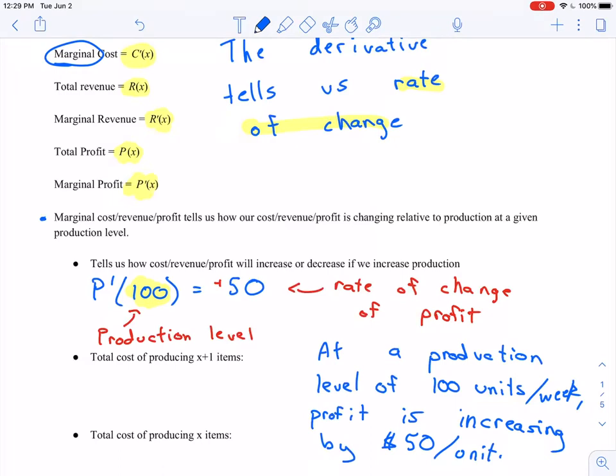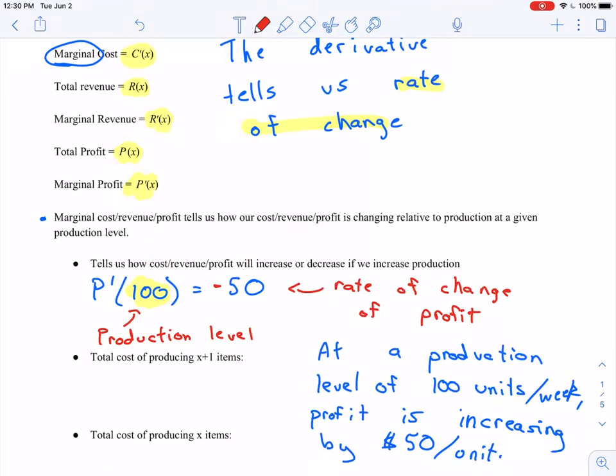If I had ended up with, say, a negative 50 instead, then what this says is at a production level of 100 units per week, the profit is decreasing by $50 per unit. So that means if I choose to increase my production, say from 100 units to 101 units per week, my overall profit is going to go down by about $50 each time I do that. So that might be a case where you might say, whoa, hold on a second. We don't want to increase production because we're actually going to be losing money if we choose to do so.